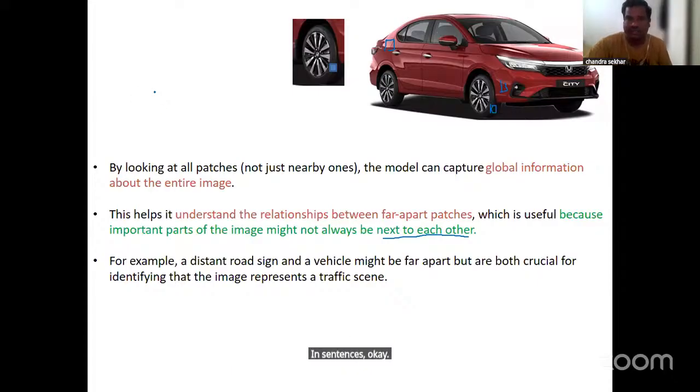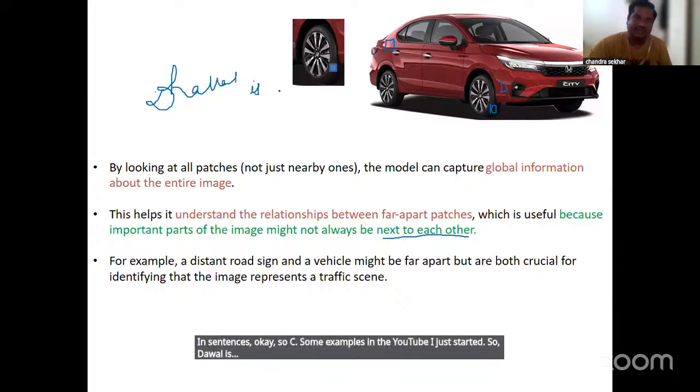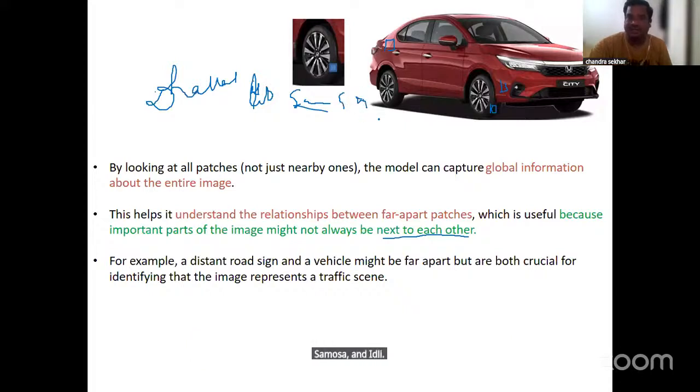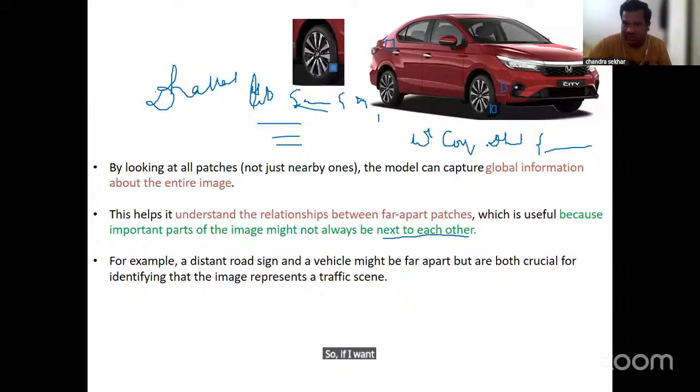So see, some examples I just studied on YouTube. Dhaval likes something, something, something. Suppose Dhaval likes samosa and idli. And then after that, some set of lines, then it says which confirms Dhaval's cuisine is dash. So if I want to fill this word, what is Dhaval's cuisine?